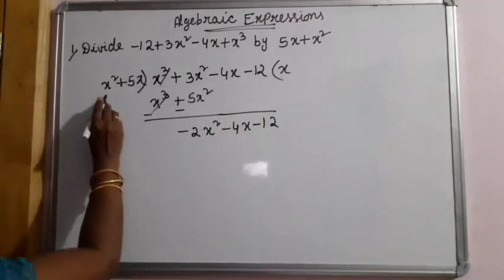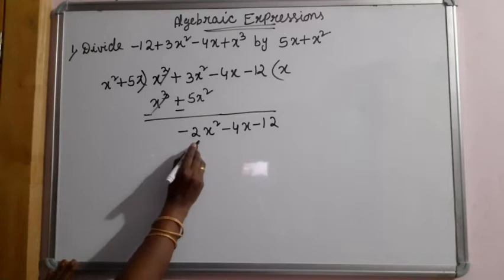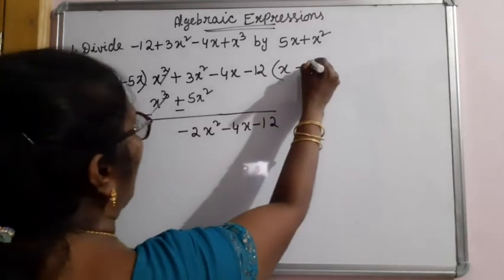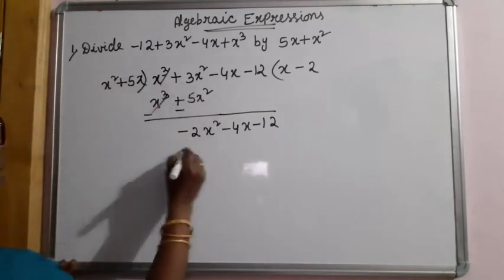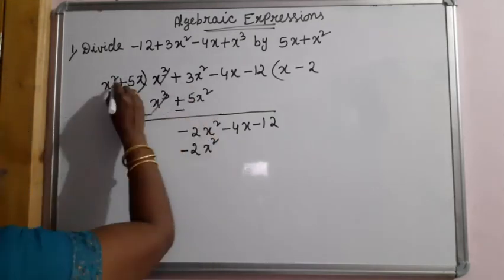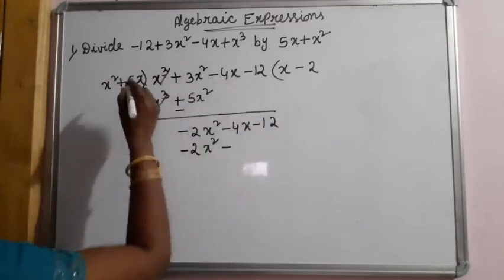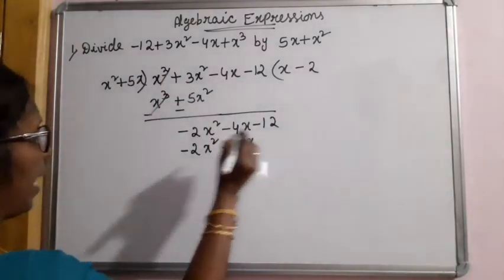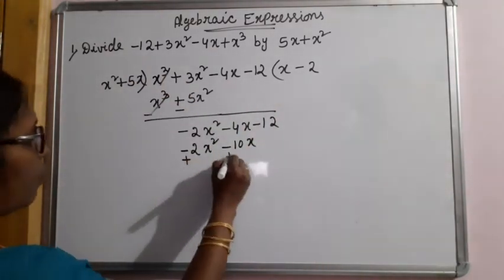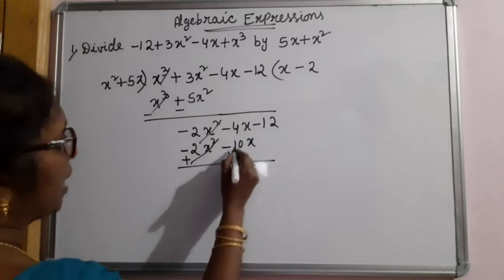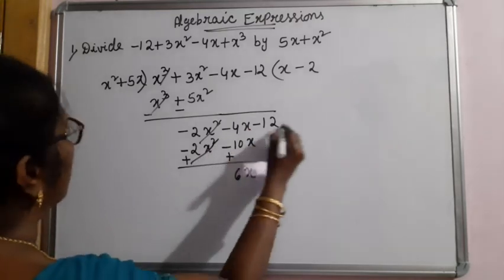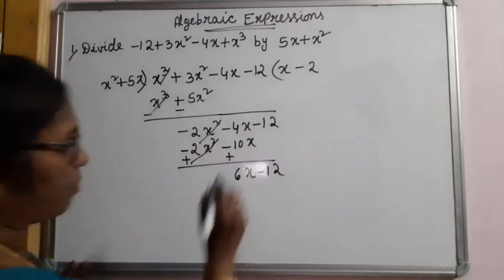Now again, here is x square, here is minus 2x square. So we'll have minus 2. Plus into minus is minus. 2 into x square is 2x square. Plus into minus is minus. 2 5s are 10x. Now when we subtract, minus 2x square plus 2x square is cancelled. Here minus 4x plus 10x is 6x minus 12.